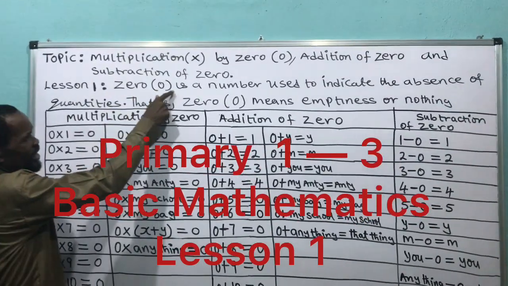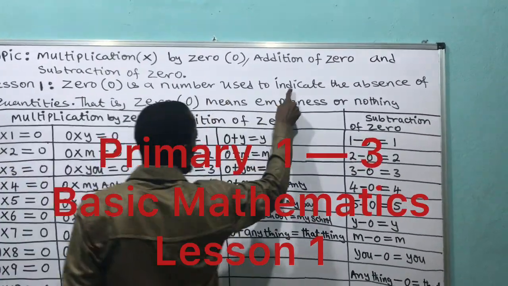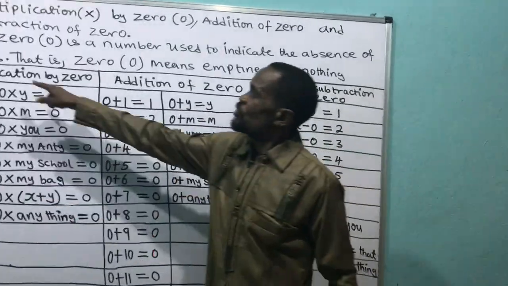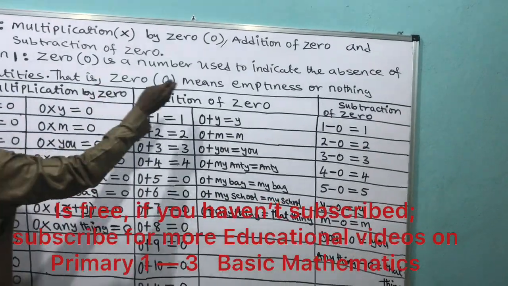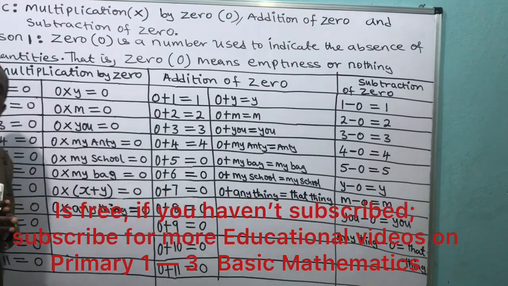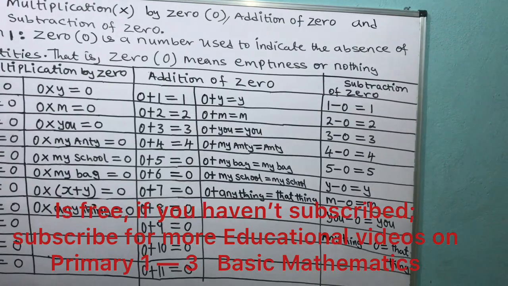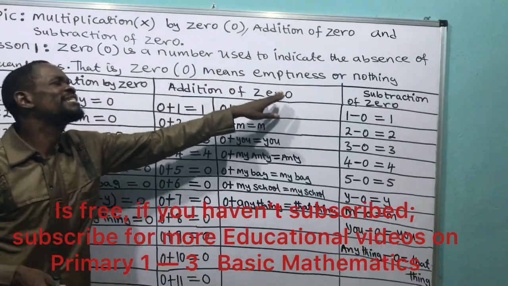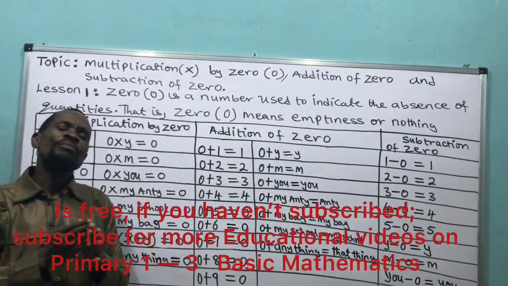Zero is a number used to indicate the absence of quantity. Absence of what? Quantities. That is, zero means emptiness or nothing. So zero means what?